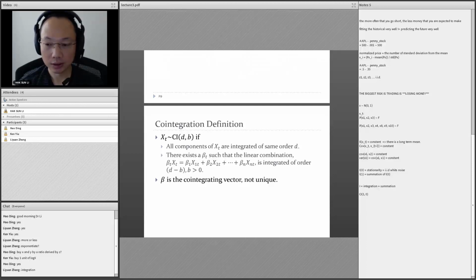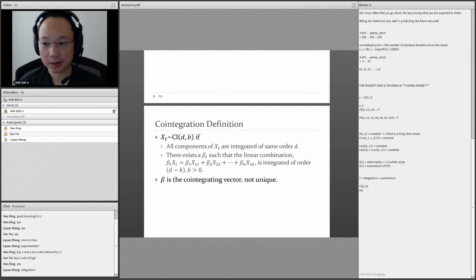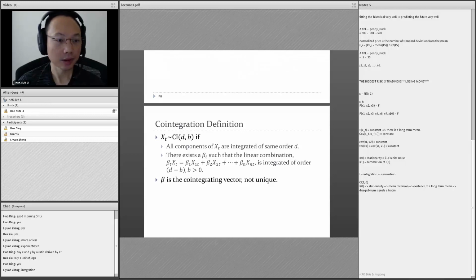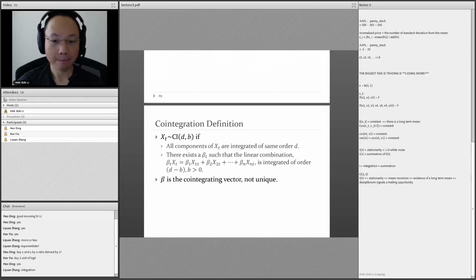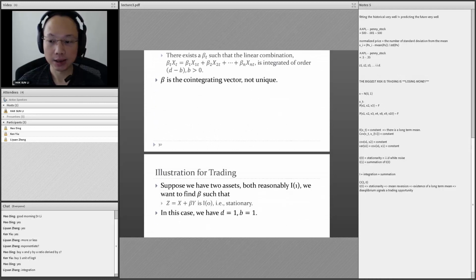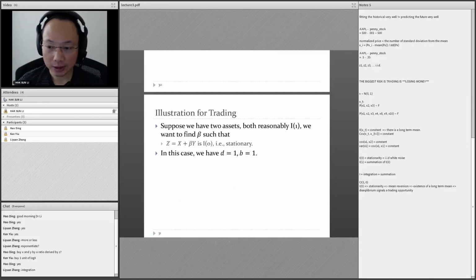Let's write it down. I(0) is very important because it implies stationarity. Stationarity implies mean reversion, which in turn implies existence of a long-term mean, and this equilibrium signals a trading opportunity. So this is what we talk about. In this case, this should be CI(1,1), because you reduced the order by 1. So in this case, you have d equal to 1 and b equal to 1.